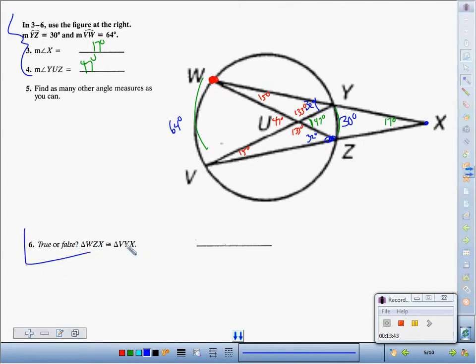Now, true or false, are those 2 triangles right there congruent to each other? I'll give you a moment to think about that. Do we have enough information to prove that those 2 triangles are congruent?